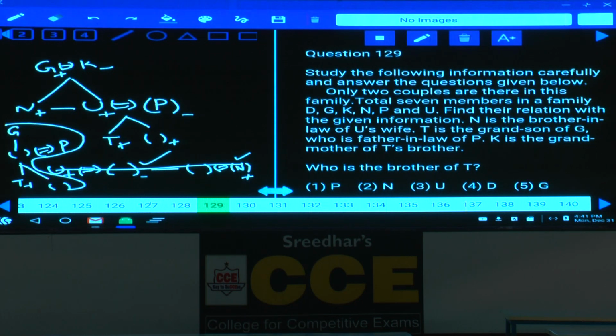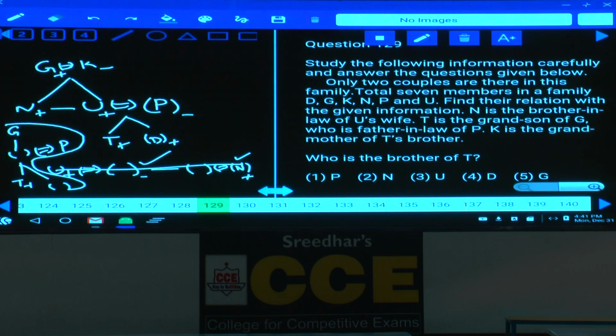Then among these persons, G, K, N, U, P, T are completed. D is the person left over, D must be at this place. D, G, K, N, P, T. Then who is the brother of T? Tell me here. D is the brother of T, that is choice 4.